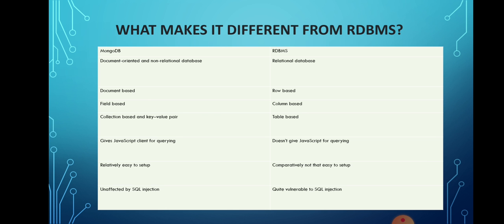MongoDB is field based and RDBMS is column based. Next difference is collection based and key value pair. MongoDB is collection based and key value pair while RDBMS is table based. Next difference is MongoDB gives a JavaScript client for querying and RDBMS does not give JavaScript for querying. MongoDB is relatively easy to set up, comparatively RDBMS is not that easy to set up. MongoDB is unaffected by SQL injection while RDBMS is quite vulnerable to SQL injection.